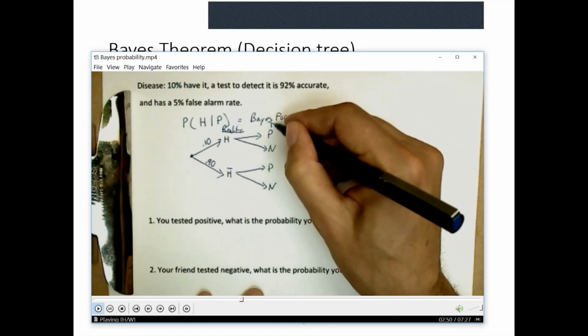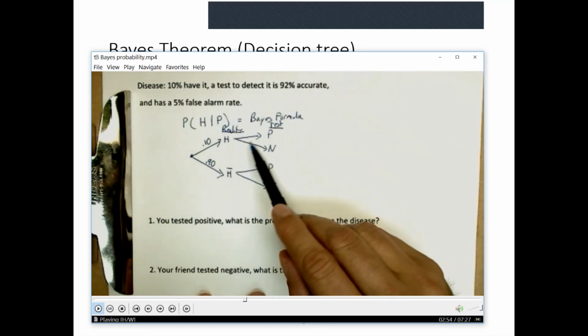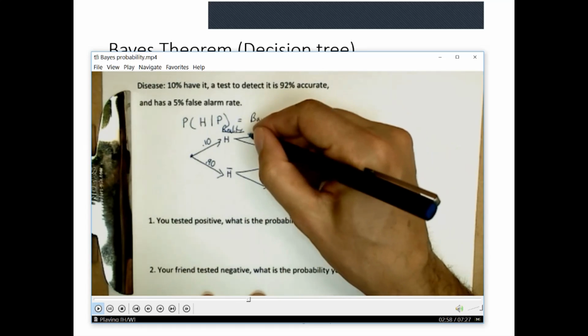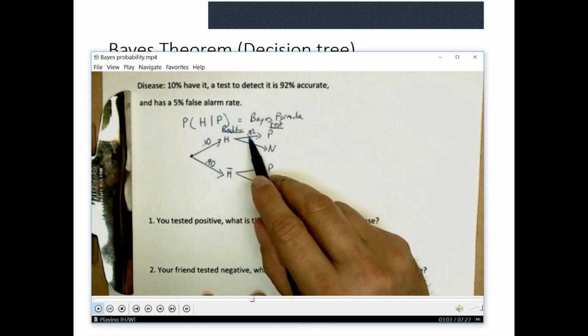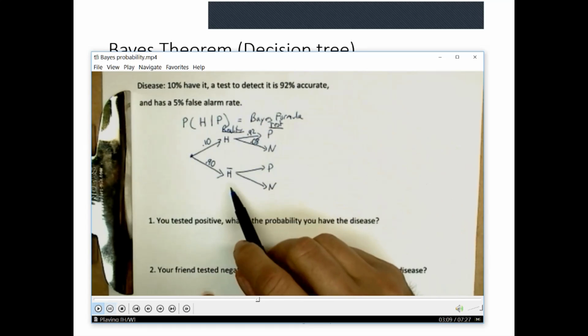So this is dealing with our test of the condition. So here's reality, here's our test. Now if you have the disease, you will test positive 92% of the time, 0.92. And now that gives us an obvious number here. If you test positive 92% of the time, you will test negative 8% of the time, or 0.08.